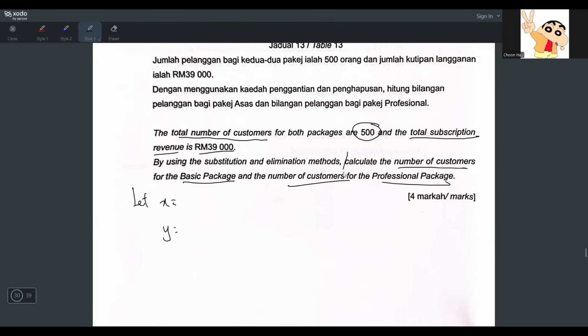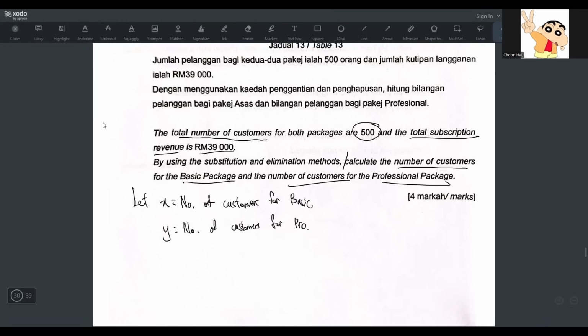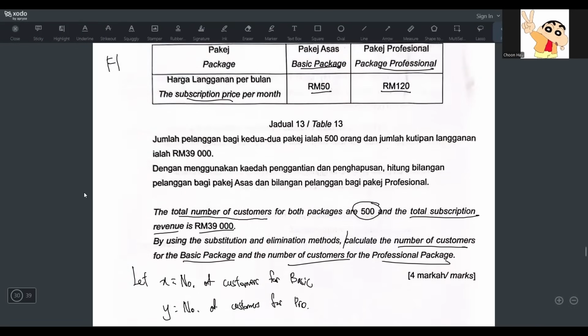So try to be specific. Don't just write X equals basic, Y equals professional. No. Be very specific. So X is the number of customers for the basic package. And then Y would be the number of customers for the professional package. Now you know what your X and Y represent. So now you can write your equation easily. So they say the total number of customer is 500, right?